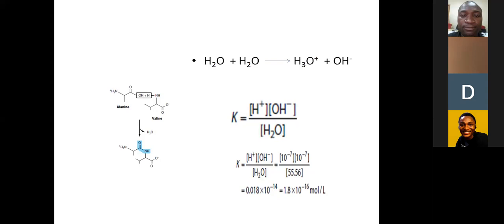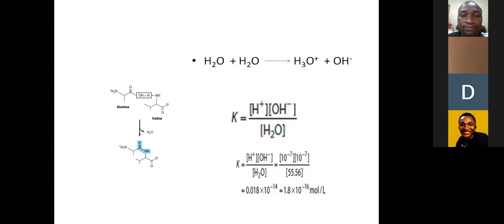Now, a water molecule has its own peculiarities. One of the peculiarities is that the probability that it will ionize in solution is just about 1 in a billion.